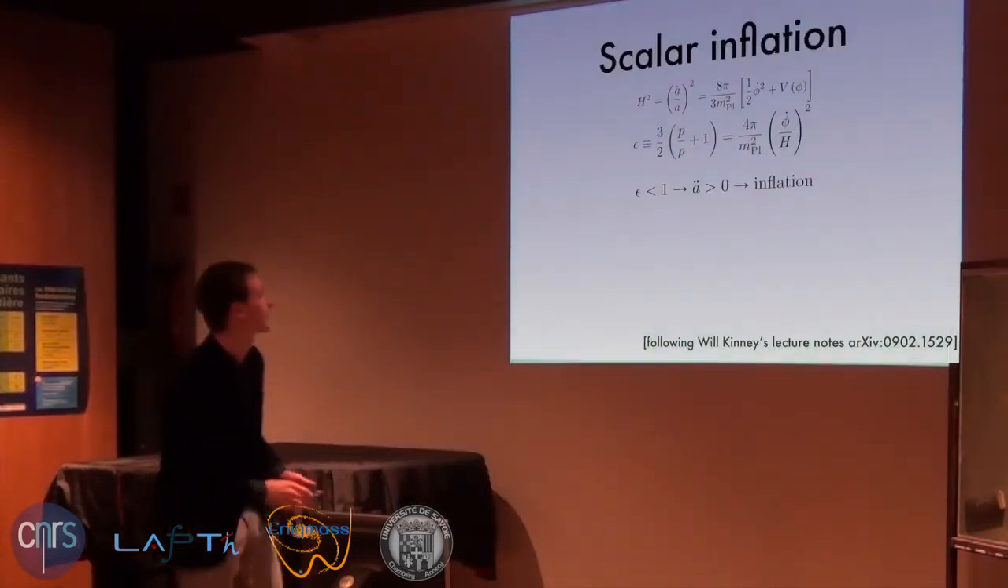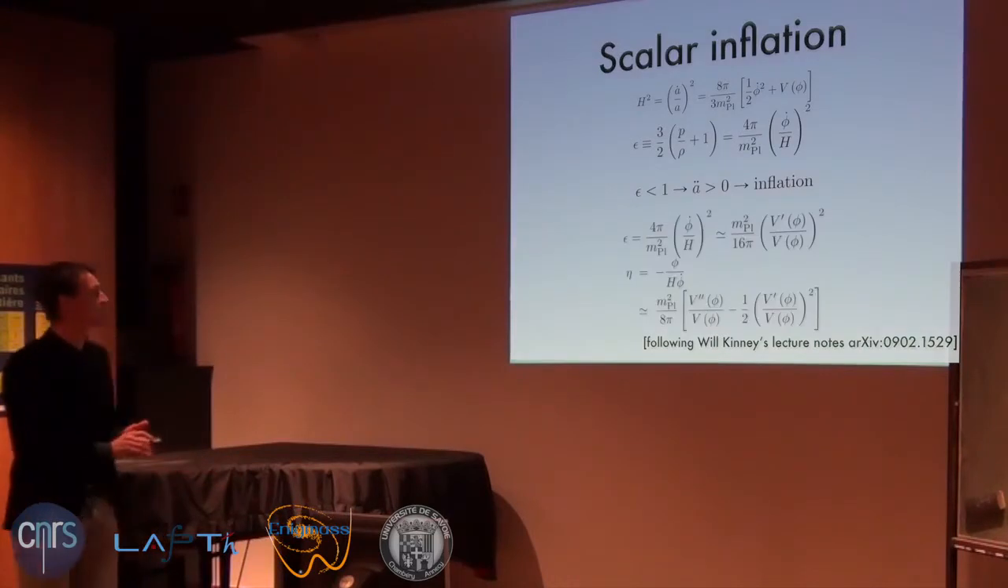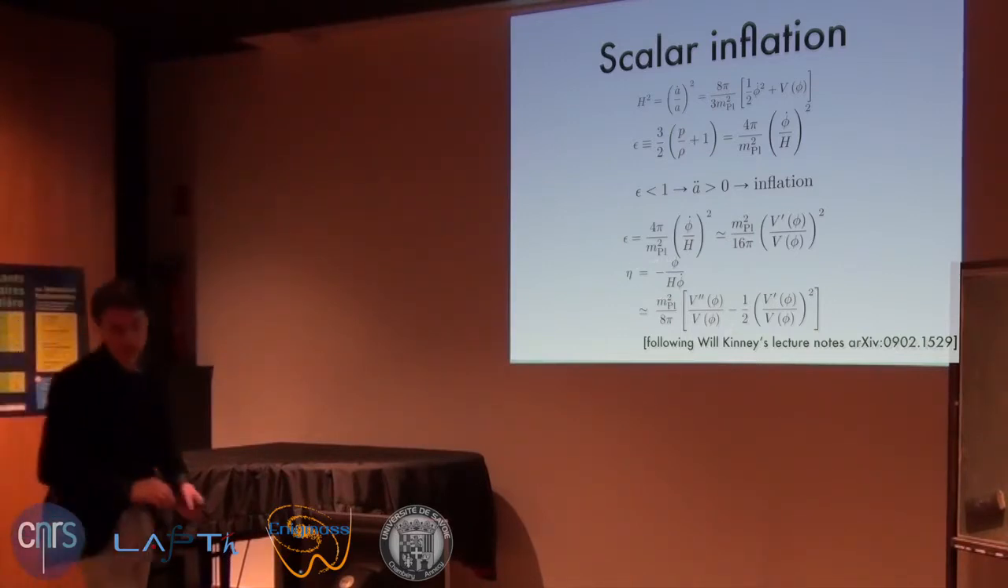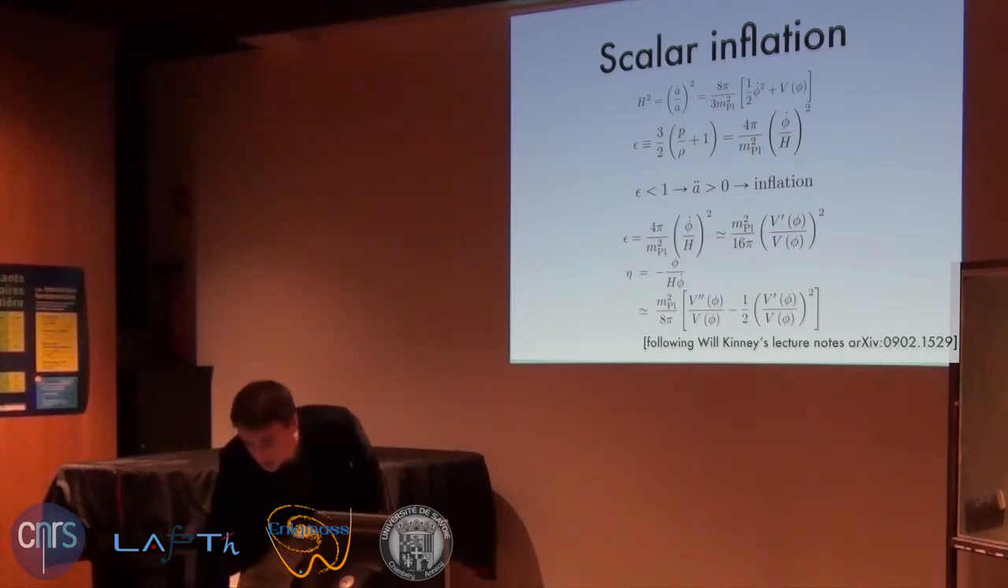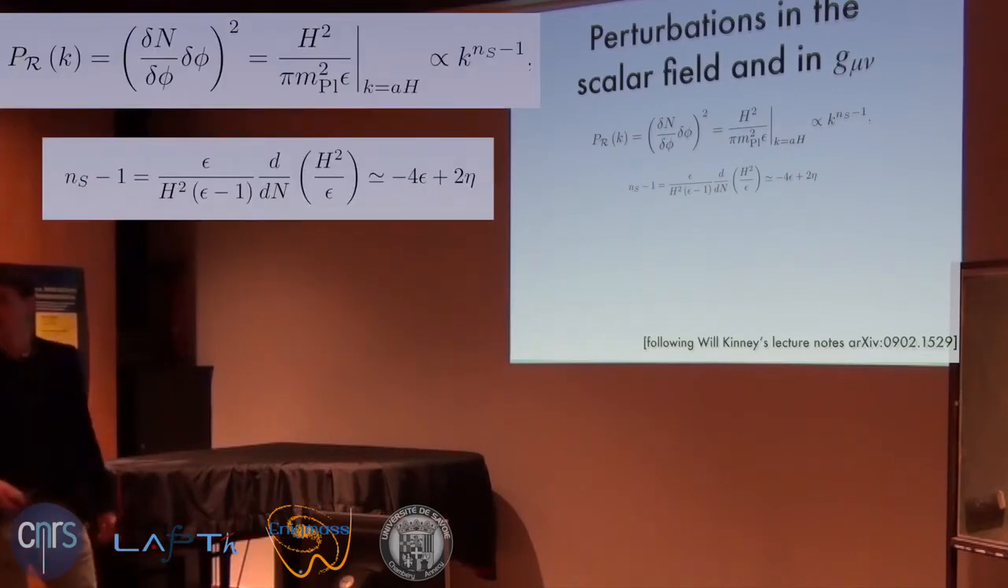This slide. Namely, there they are, epsilon and eta. Epsilon measures the first derivative of the potential relative to the potential. Eta measures the second derivative and the first derivative of the potential. And these two quantities measure really the derivatives of the scalar field, describe what perturbations in the scalar part of the metric look like.